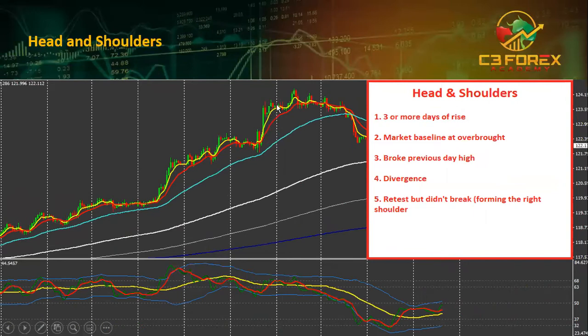Price rise. Gives you your left shoulder right here. The next day, breaks the high of your left shoulder. Pulls back, giving you your head. Retest the high. Did not break it. Drops. Giving you your left shoulder, your head, your right shoulder. Level 3, drop.